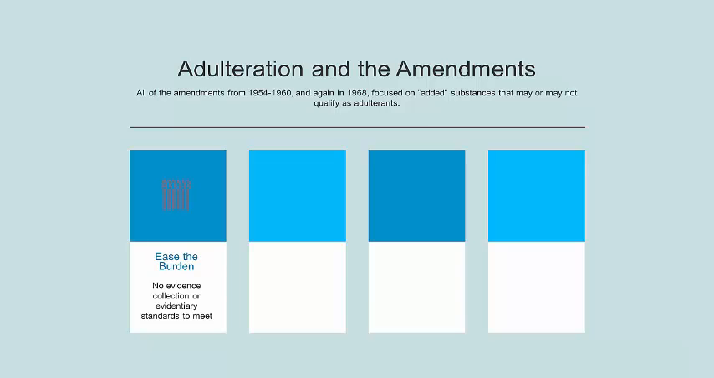So now we're talking about no evidence collection, no evidence standards. The FDA now is setting those evidentiary standards and telling industry, okay, you want to use this new added substance, whether we call it a food additive, whether we call it a color additive, or some of these others that we'll look at, here's the level of information you need to provide us, and we'll review it. So it's a complete shift.